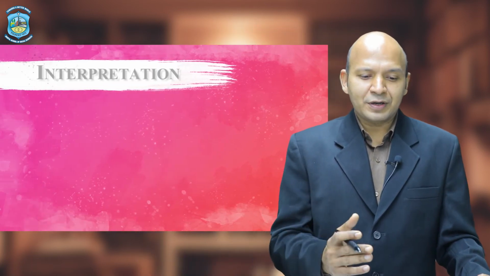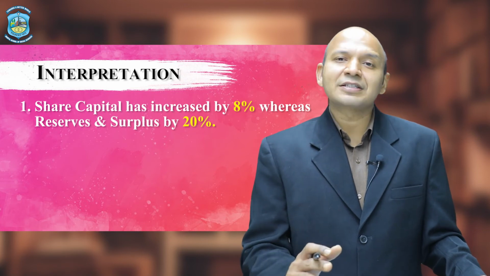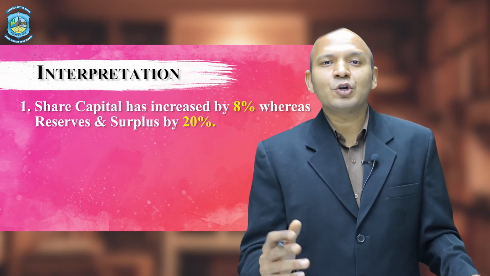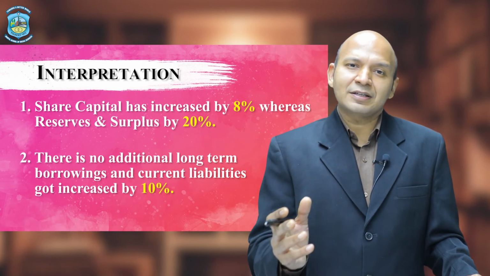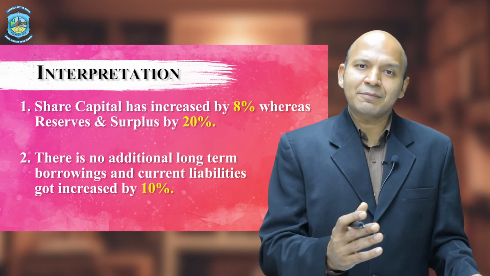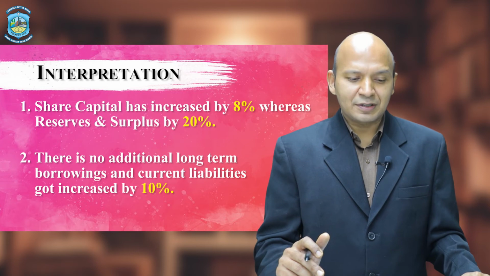The above analysis reveals the following points. As I said, financial analysis includes methodological classification, which is termed as analysis of financial data, as well as interpretation, which means to draw conclusion. First point, share capital has increased by 8%, whereas reserves and surplus got increased by 20%. There is no additional long-term borrowings as the amount of long-term borrowings were same in both the years, and current liabilities got increased by 10%.